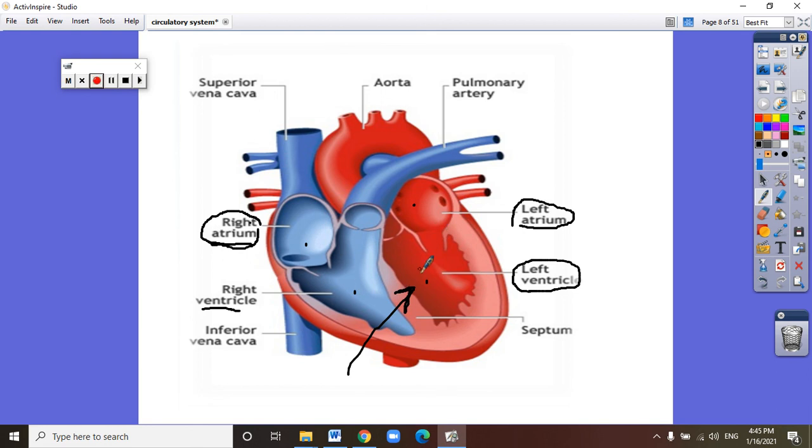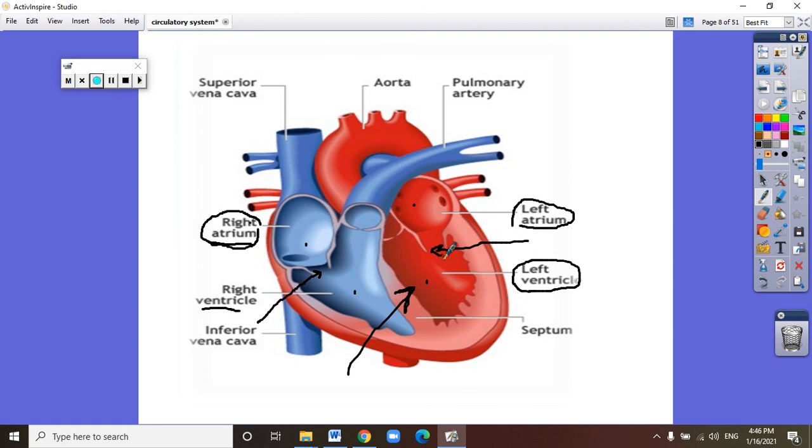And we know also that the heart consists of 4 chambers. The upper chambers are called the right atrium here, and the left atrium here. The lower chambers are called the right ventricle here and the left ventricle here. Between the right atrium and the right ventricle, and the left atrium and the left ventricle, there is a valve. As you can see, this one and this one, there is a valve.